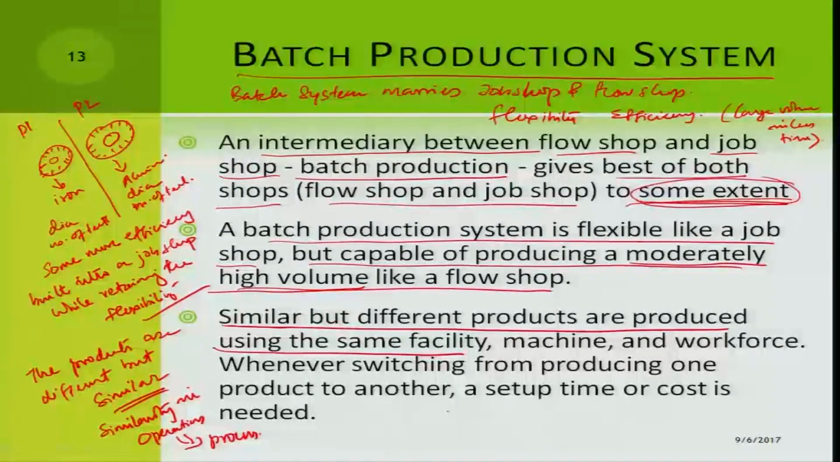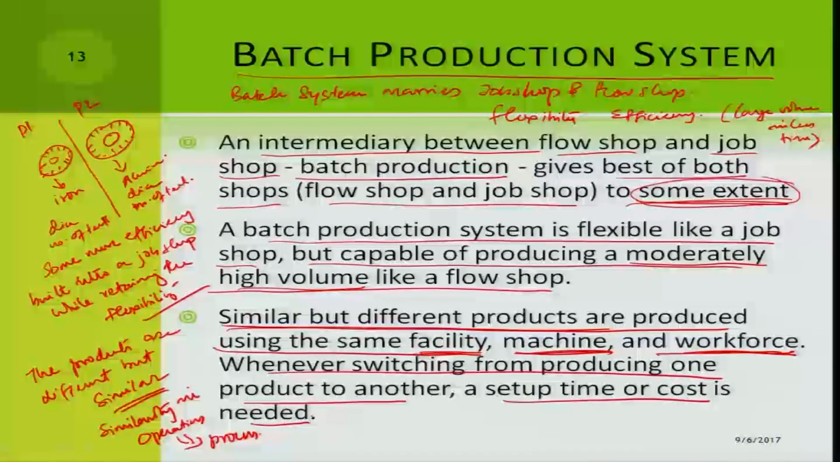Okay. So, in such a system, similar but different products are produced using the same facility, machine and workforce. The factory remains the same, the machines remain the same, the workforce remains the same. But when you switch from producing one product to another, a setup time or cost is needed. A classical example of this is a paint shop.